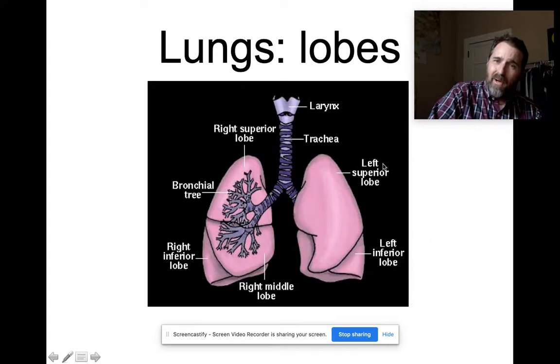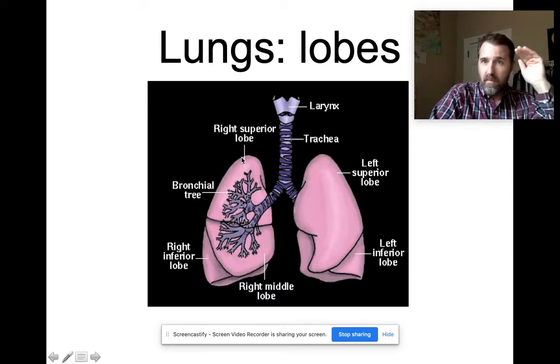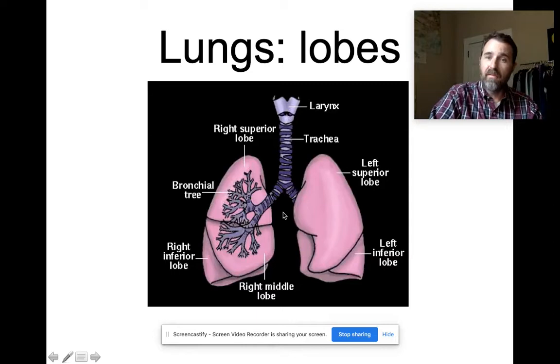And as I may have already mentioned, the right lung has 3 lobes: superior, middle, and inferior. Left lung has only superior and inferior.